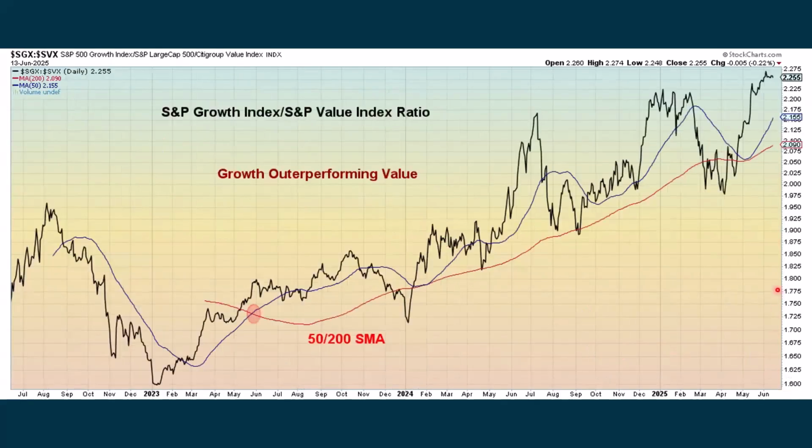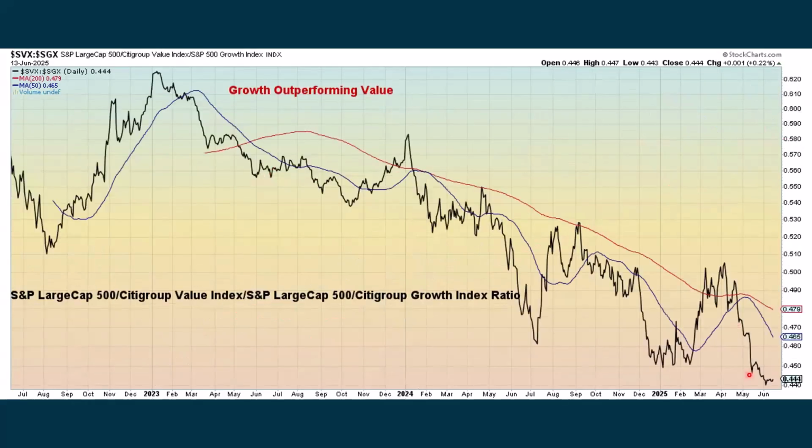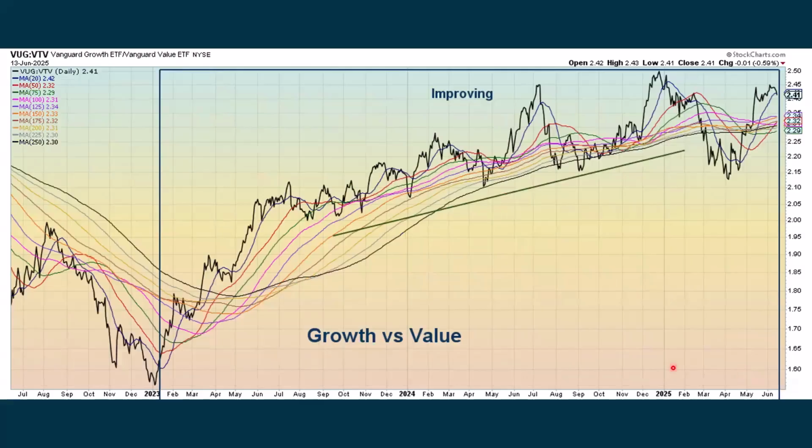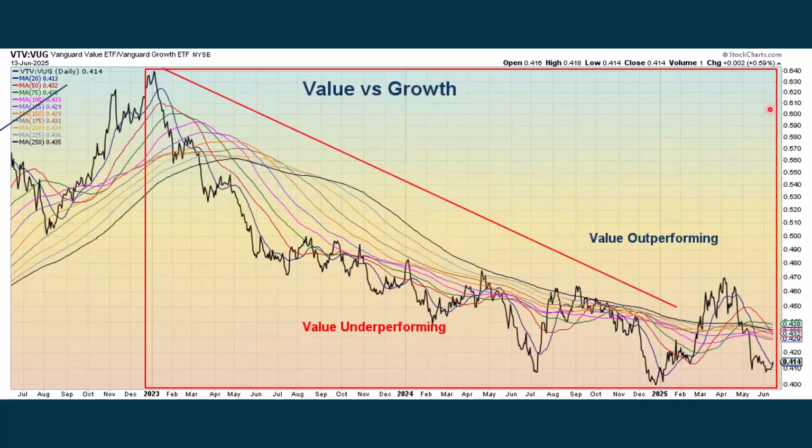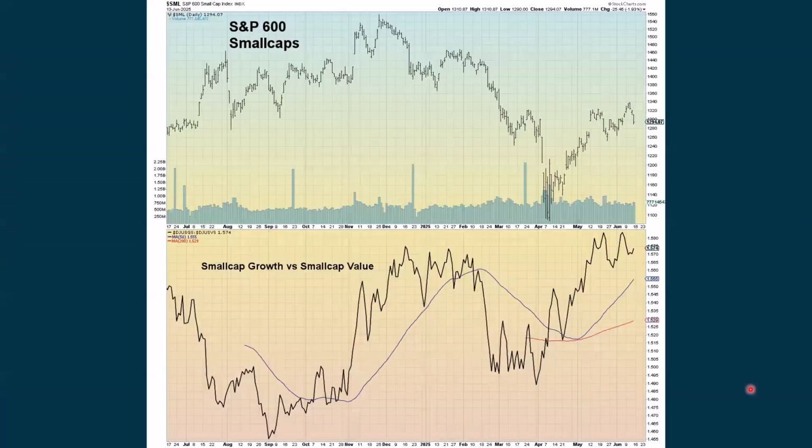Then we look at some indexes. Growth is holding up quite well here. Value is underperforming here. So that's more positive. Then we look at a growth versus value ETF. Still looking good, above most of the rainbow that we see on this chart. This is that same study, but inverted. Value's been underperforming.